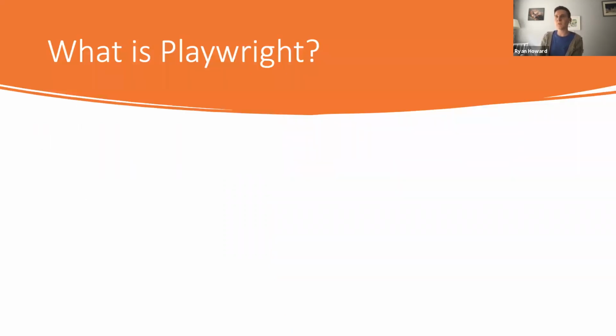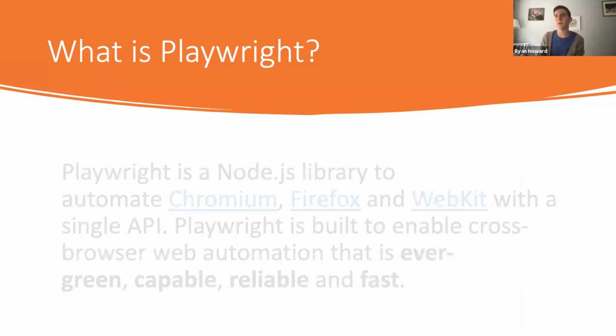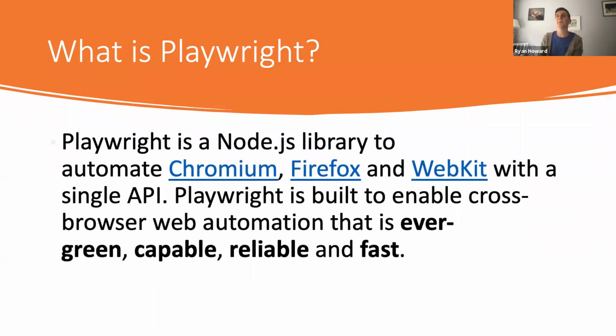So I thought I'd start off with a quick statement of what is Playwright, and this is taken directly from their own documentation. This is how the Playwright team describe Playwright, and they say Playwright is a Node.js library to automate Chromium, Firefox, and WebKit with a single API. Playwright is built to enable cross-browser web automation that is evergreen, capable, reliable, and fast.